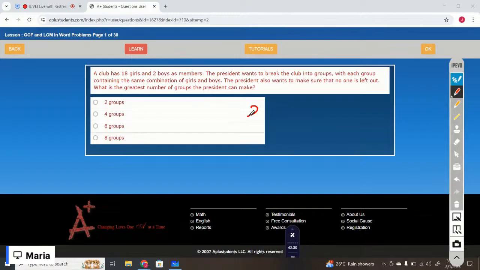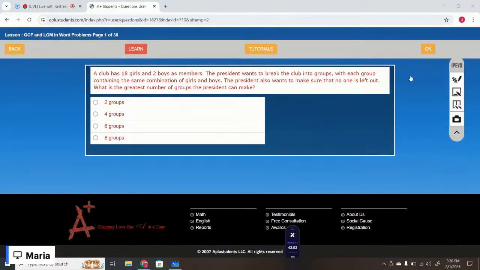2 and 18. Let's just write down the prime factors of 18. 2 times 3 is 6 and 6 times 3 is 18. That is the common factor, that is 2. Option number 1 is the correct option, that is 2 groups.